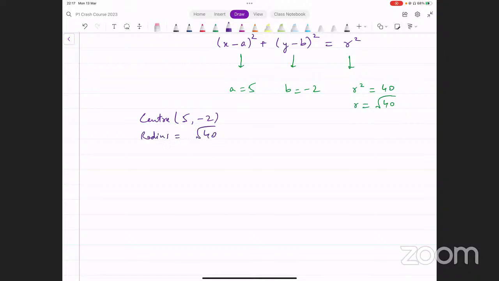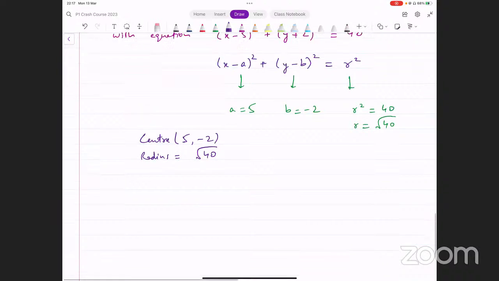You could leave it like this in square root form or write this answer in decimals. It depends on the question. You could leave it in both forms. All right. Okay, let's move on.